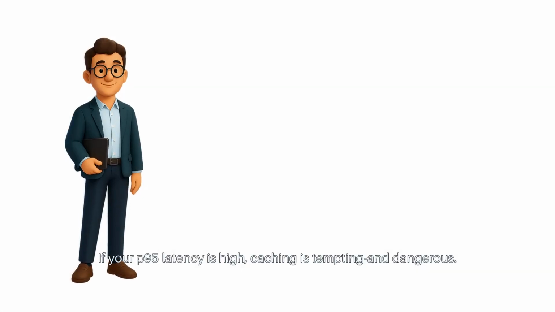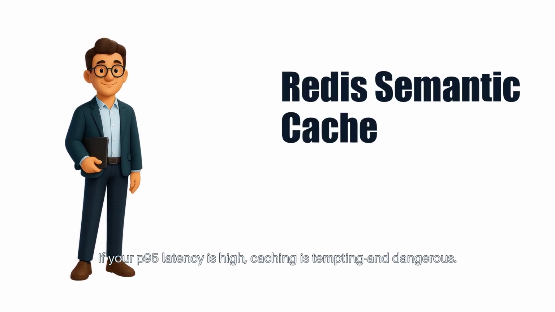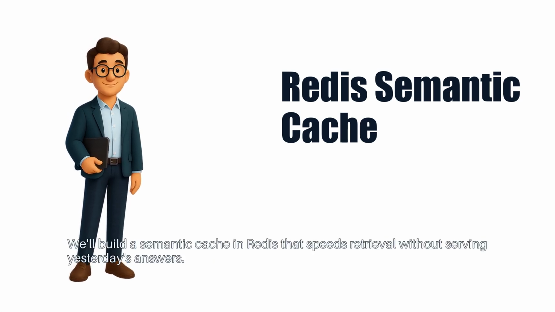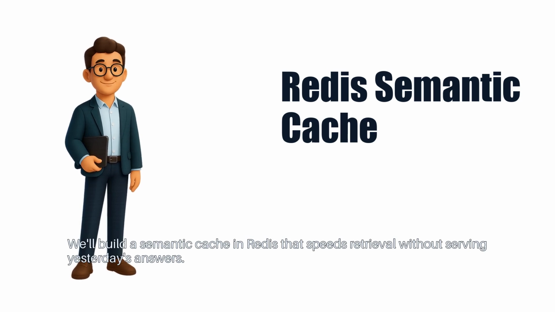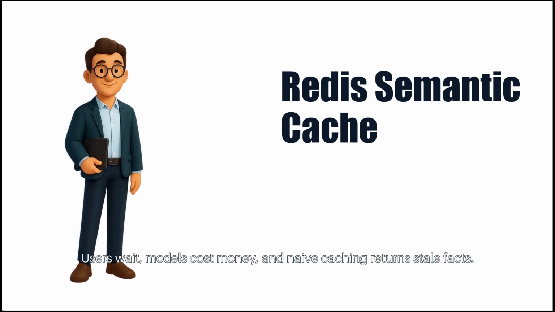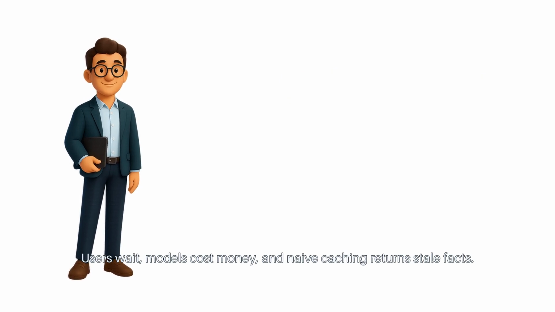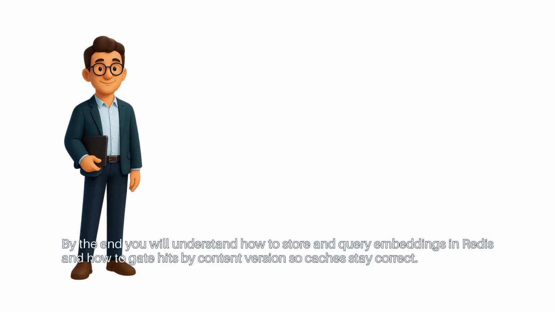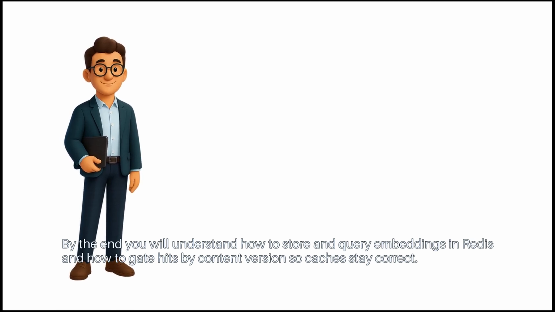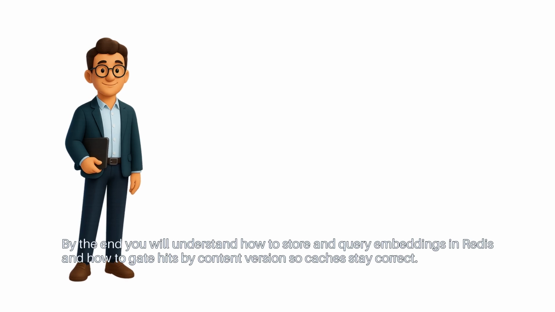If your P95 latency is high, caching is tempting and dangerous. We'll build a semantic cache in Redis that speeds retrieval without serving yesterday's answers. You know the pain. Users wait, models cost money, and naive caching returns stale facts. By the end, you will understand how to store and query embeddings in Redis, and how to gate hits by content version so caches stay correct.